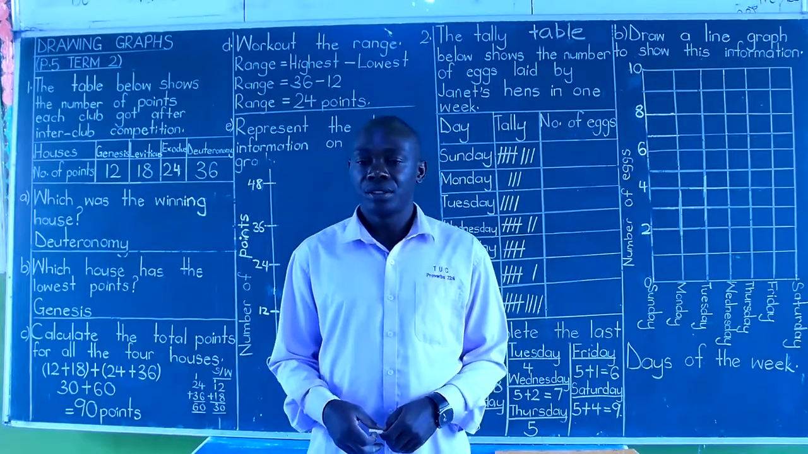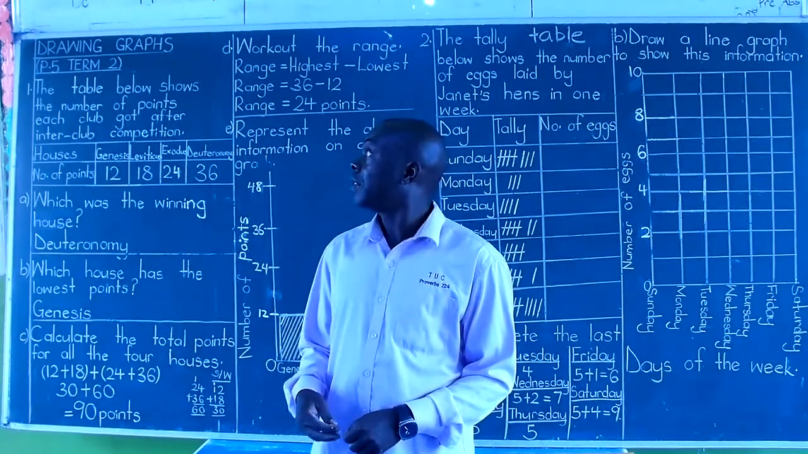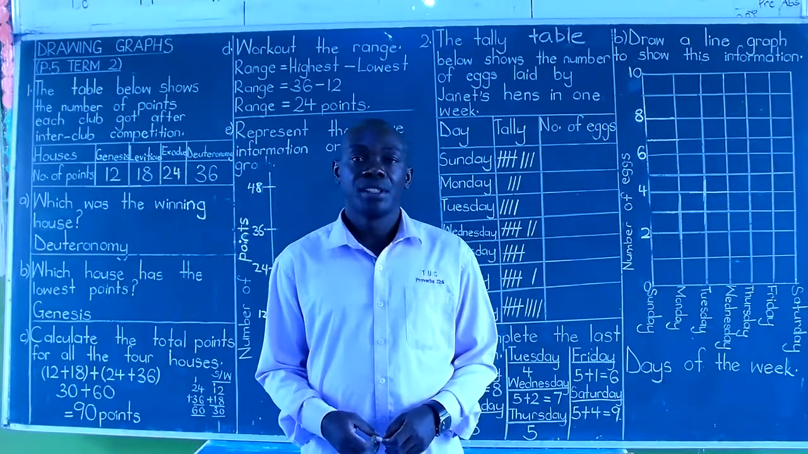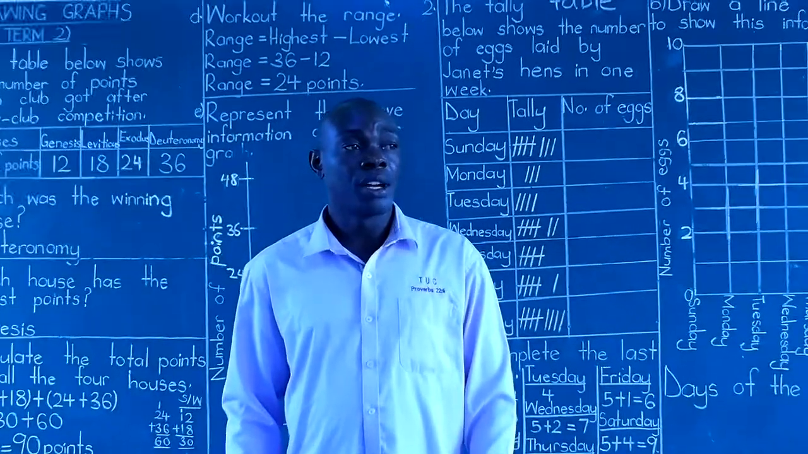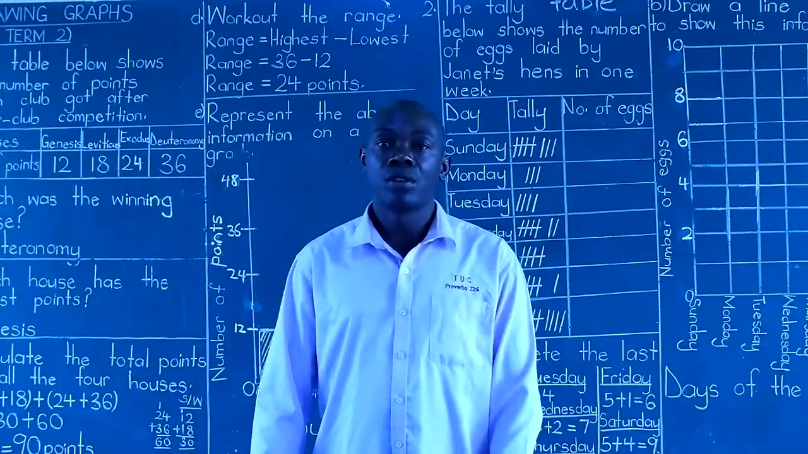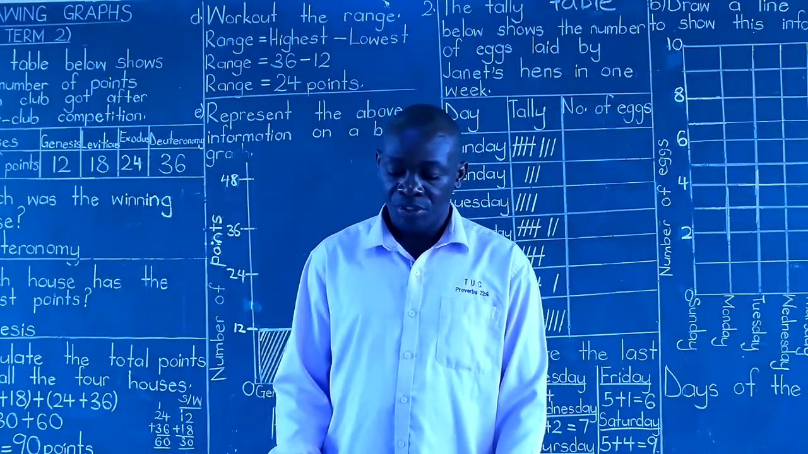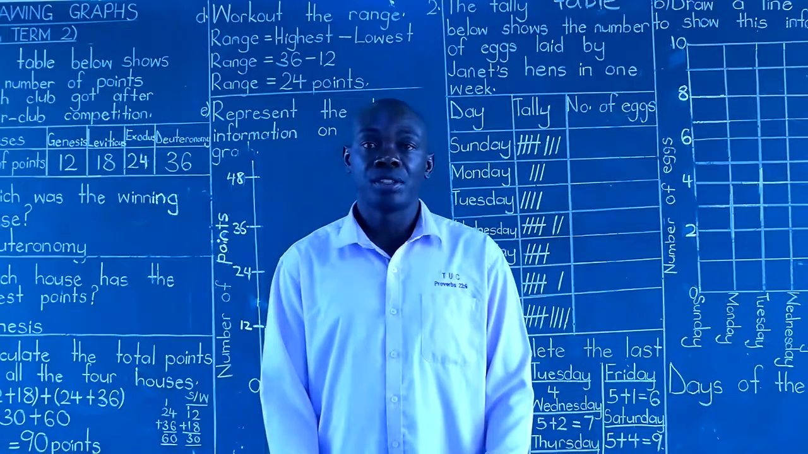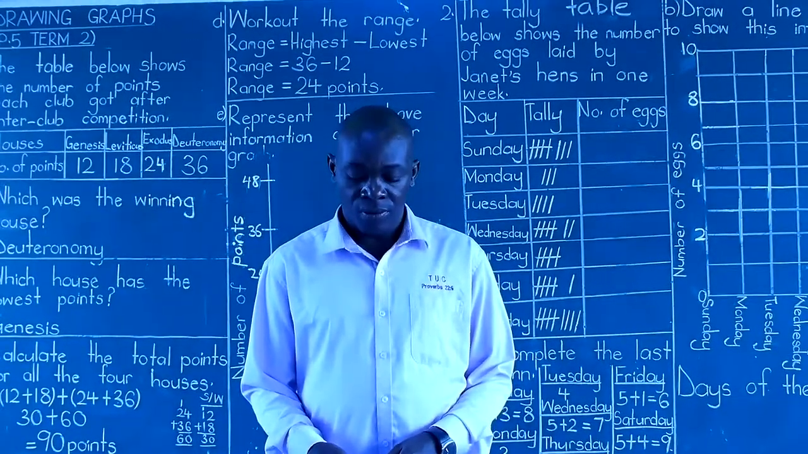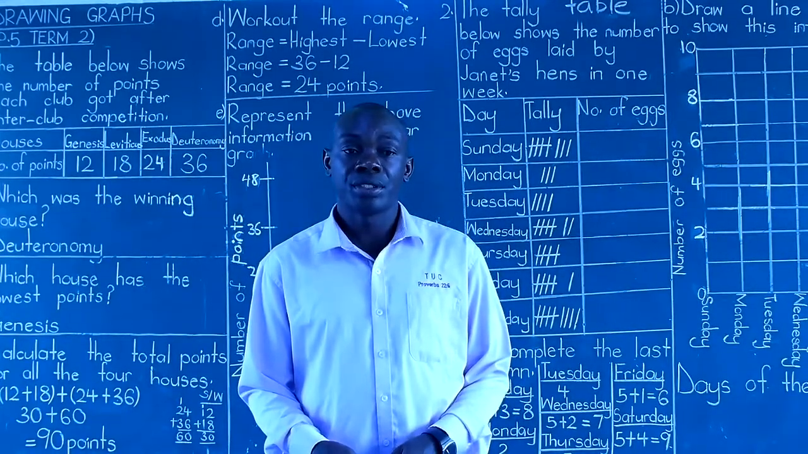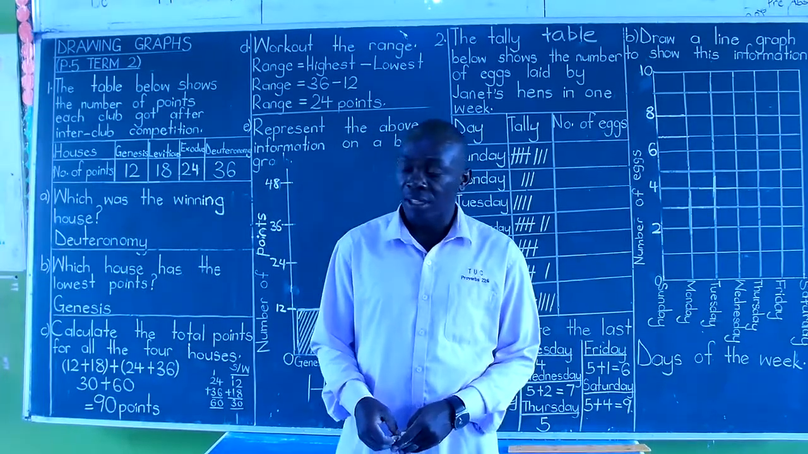And now that we are in P5, we are specifically looking at drawing graphs, and this lesson is centrally looking at 2 graphs, that is a bar graph as well as a line graph. So I'm sure by the end of this lesson you would have acquired all the skills of how one draws the said graphs, a bar and a line graph.